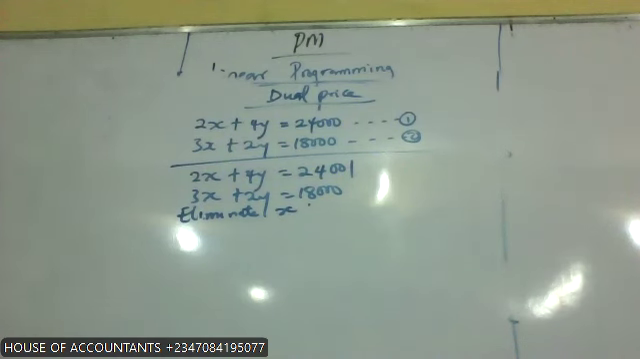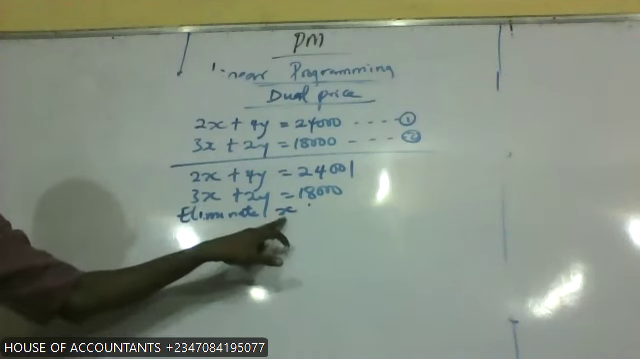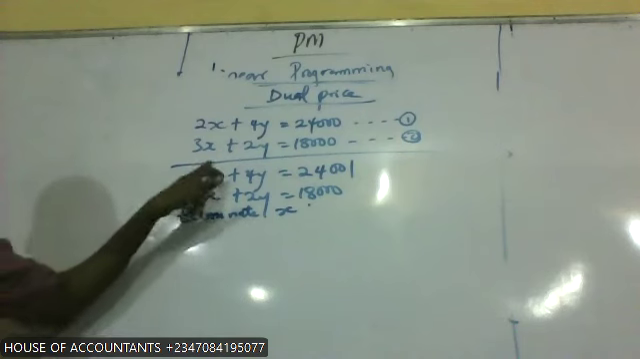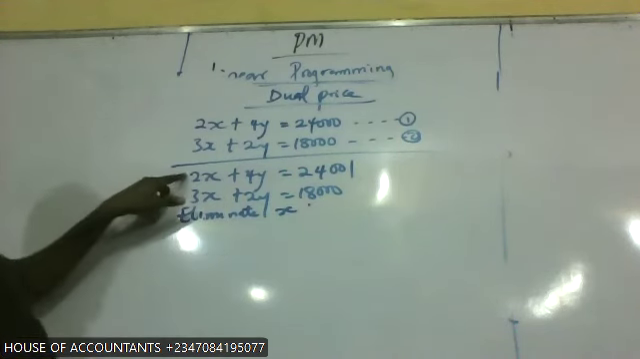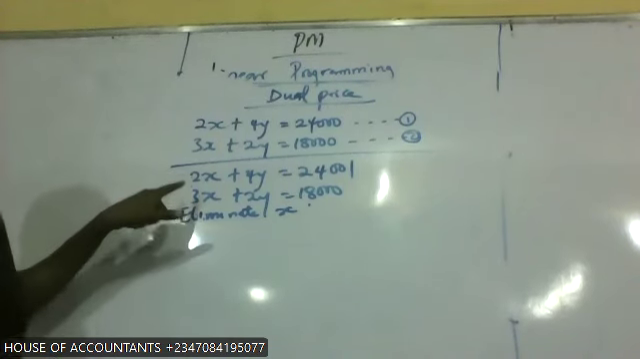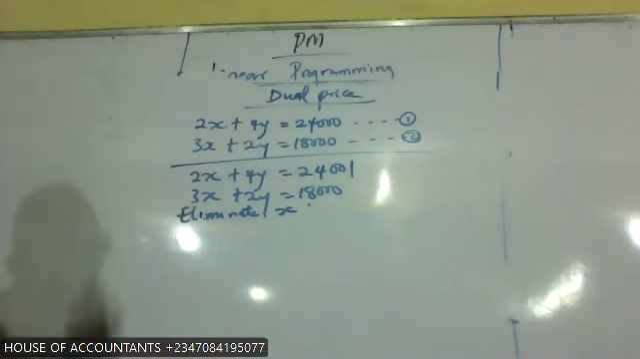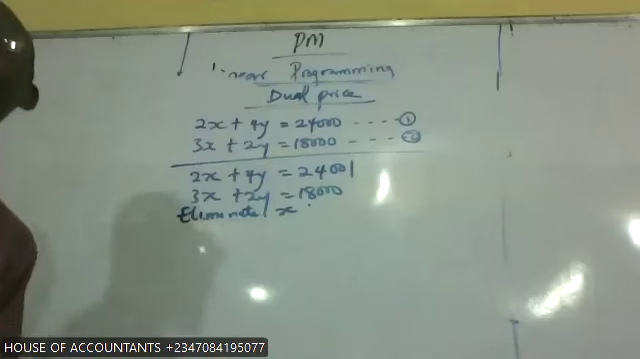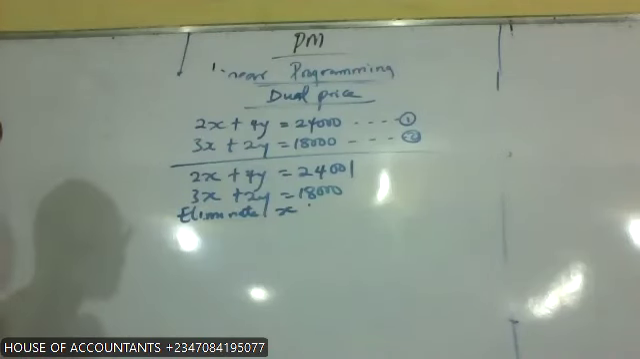The rule is that when you are eliminating, because we are eliminating X, the coefficient of X must be the same before you can eliminate. So it means this one might be 6. If it is 6, this one also must be 6. This one must be 2, and this one must be 2. Another rule is that one must be positive, the other one must be negative.